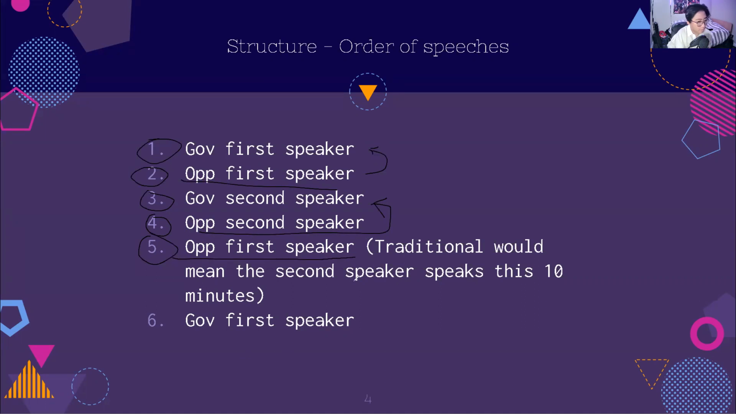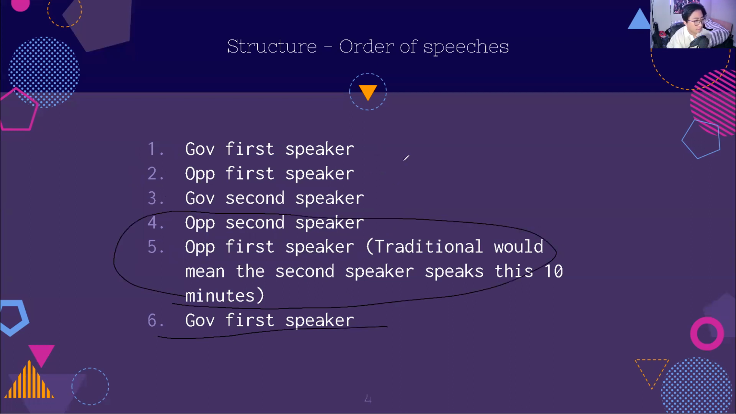In a traditional timing format, though, the opposition first speaker doesn't come back to speak, because the opposition second speaker speaks for the entire 10 minutes. And that's how it works. And then at the very end, the government first speaker comes back and replies to all of this. All right, awesome. So I think that's it for the introduction to CP debating.